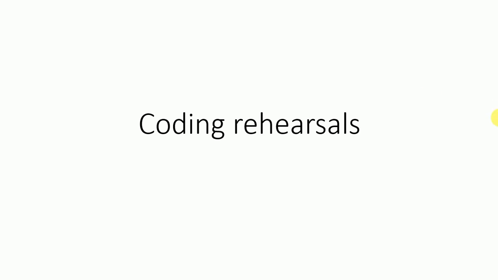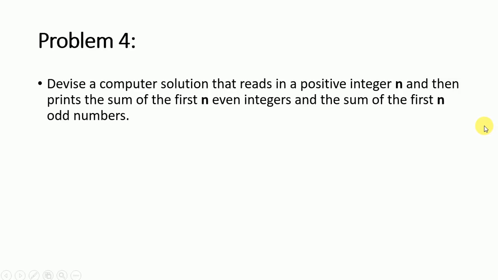Let's continue. So we have a problem, this is called problem four. Problem four has to do with writing a computer solution that reads a particular number n. When it reads the number n, we are supposed to find the sum of the first n even numbers. Let's assume that someone enters a number like 10. We are supposed to find the first 10 even numbers. We are going to get numbers from 2, 4, 6, till we get to 20.